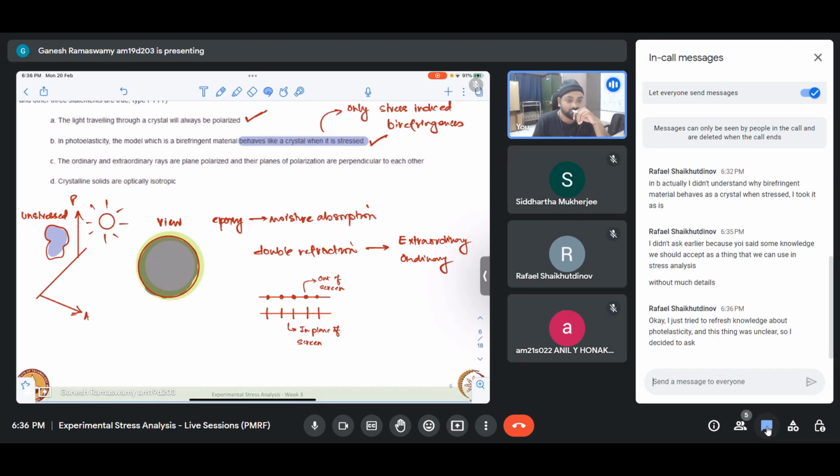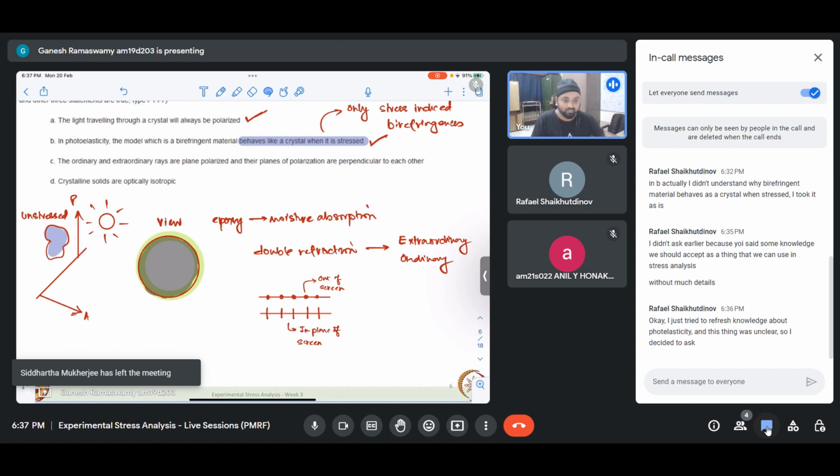I just tried to refresh knowledge about photoelasticity and the thing was unclear, so I decided to ask. Right, that's fine. I can also answer the things that I know currently. In case I don't know, I will definitely take it up. Perhaps I'll also do some reading and get back to you with some satisfactory answer. I hope that is okay.